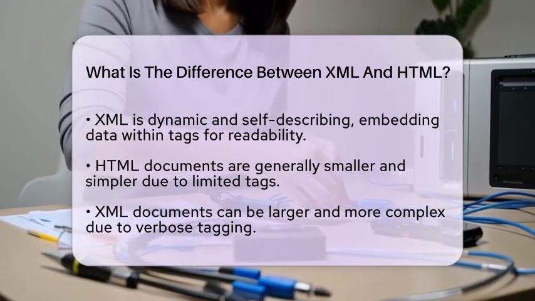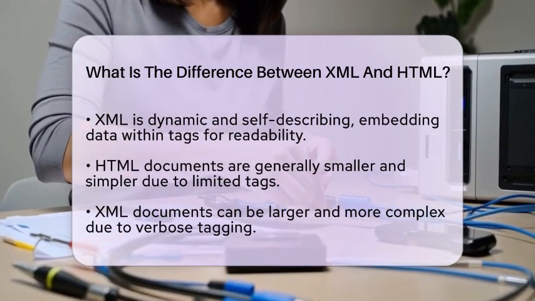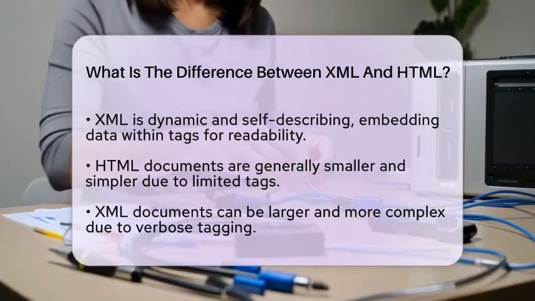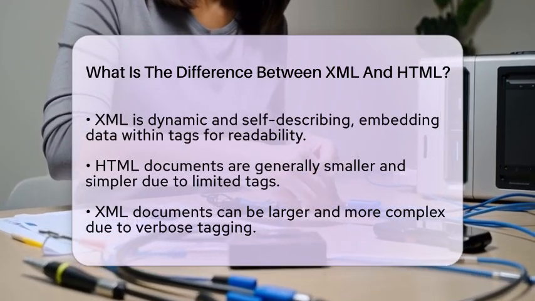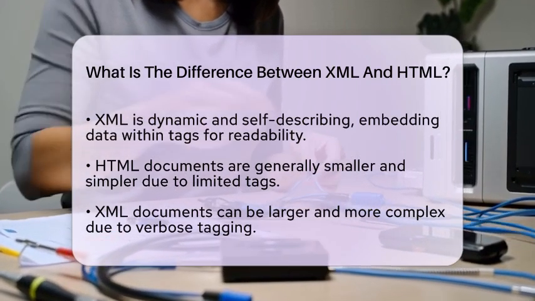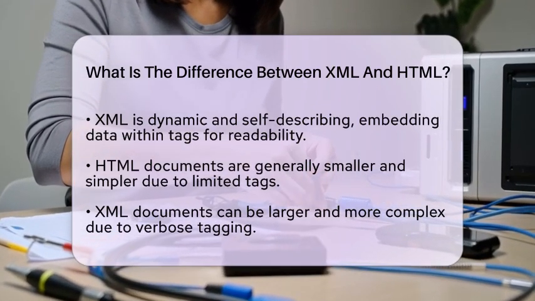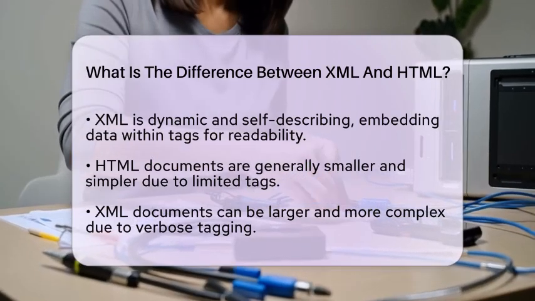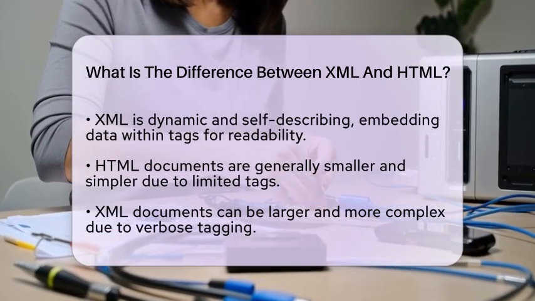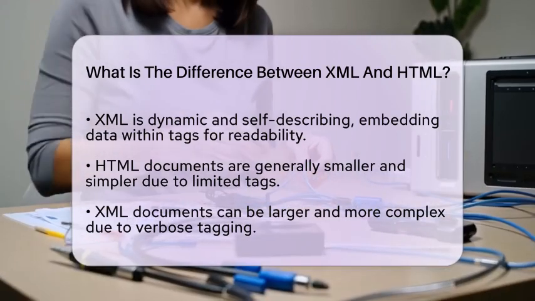In terms of document size and complexity, HyperText Markup Language documents tend to be smaller and simpler due to their limited tag set and focus on display. Extensible Markup Language documents can be larger and more complex because of verbose tagging and detailed data descriptions.